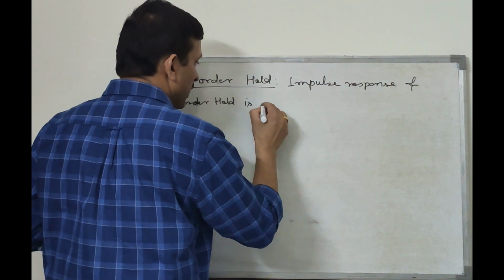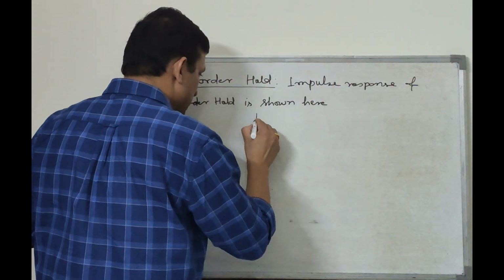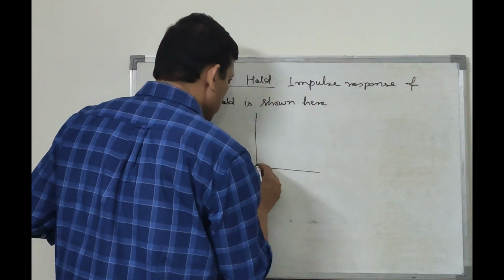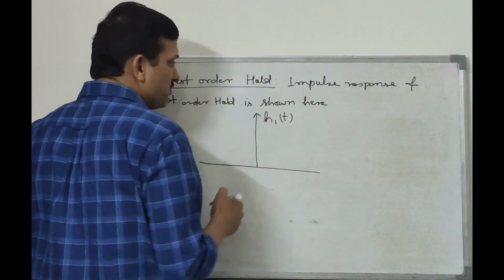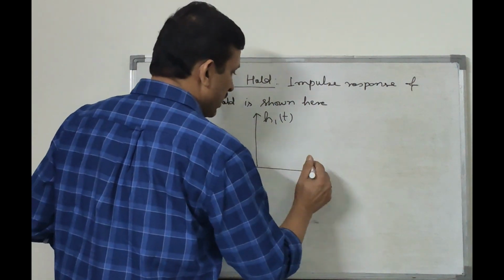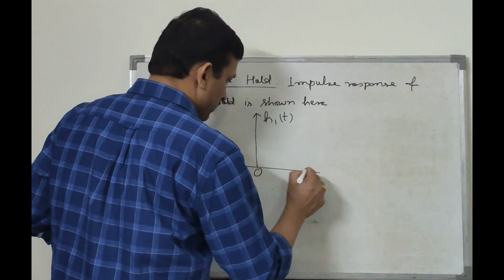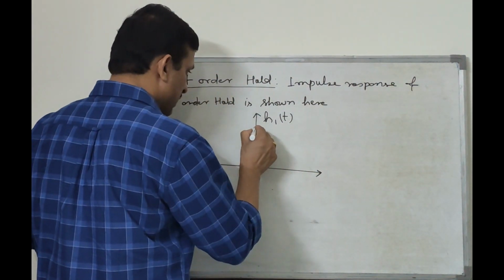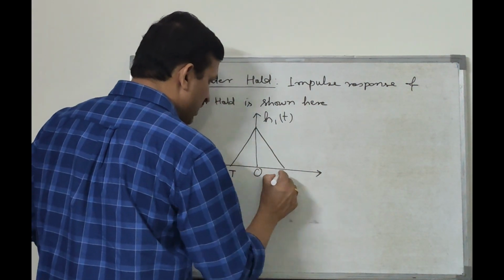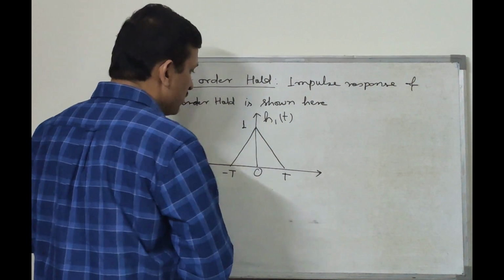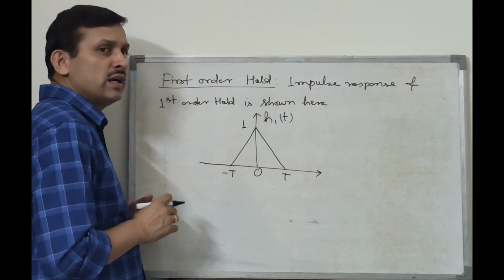The impulse response of first order hold is shown here. It is a triangular function. Let us call it h1(t), 1 for first order, as we have used h0 for zero order. This first order impulse response is a triangular function. This is minus T, this is T, and this is 1. This is the impulse response of the first order hold system.